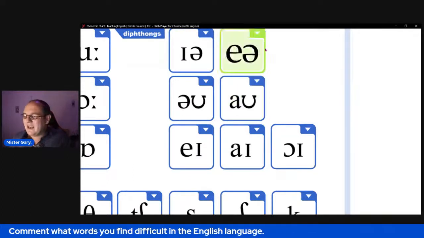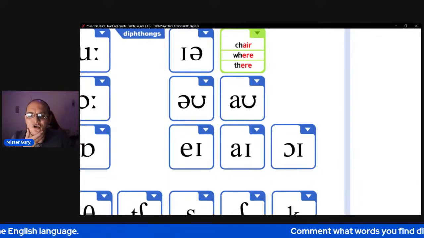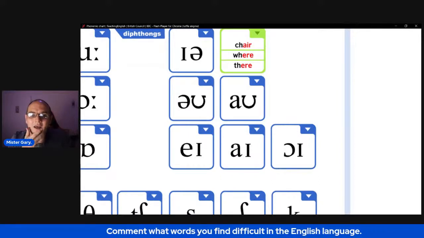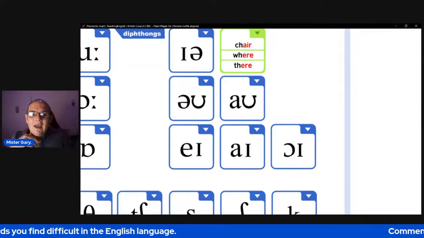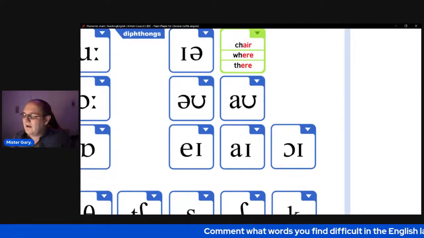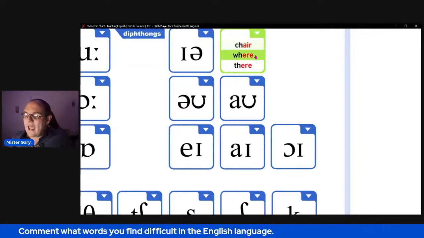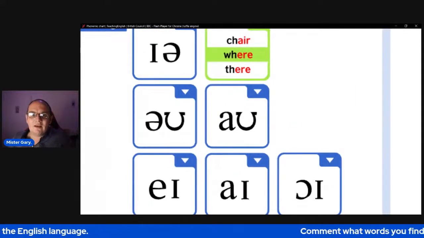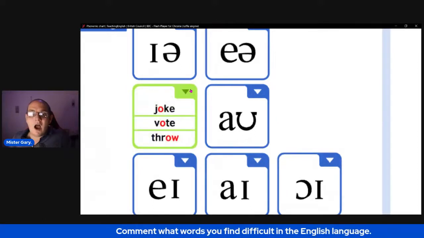And after that we have air. Notice the jaw here. The jaw is really down for air, with a little movement upwards for that sound. Example words: chair, where, and there.